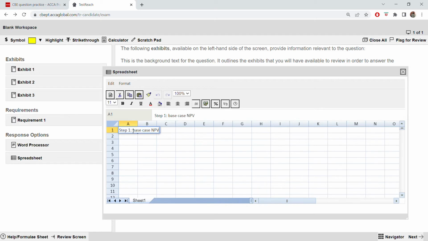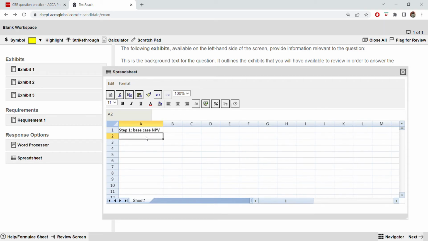Base case net present value. So first, what do you need? I'm going to take this cell and make this bold. Always make it very presentable, or otherwise do every working. At the end also you can make it presentable. It does not matter.